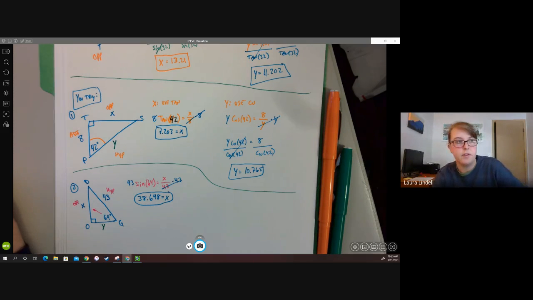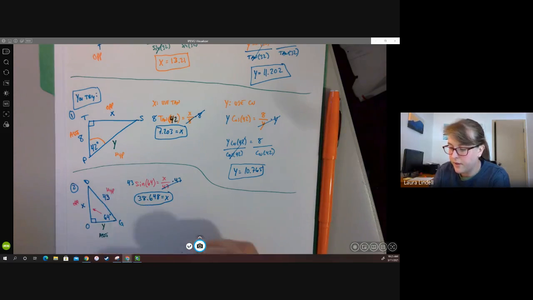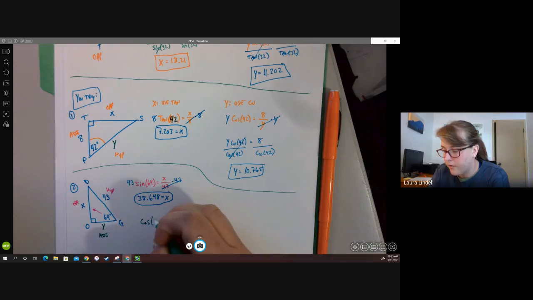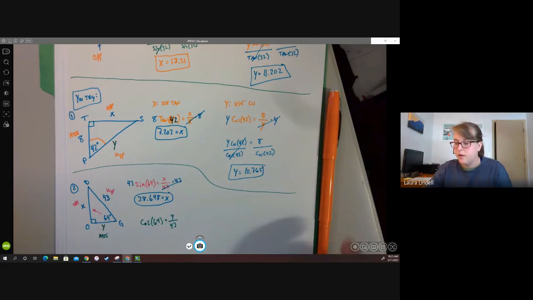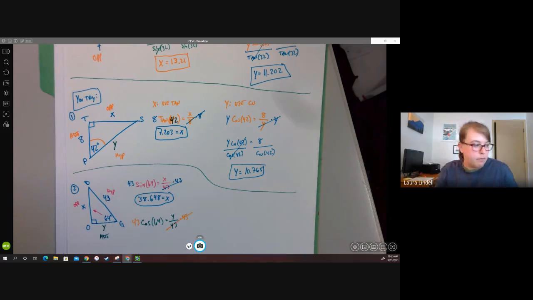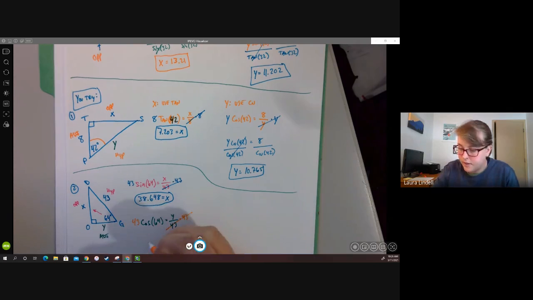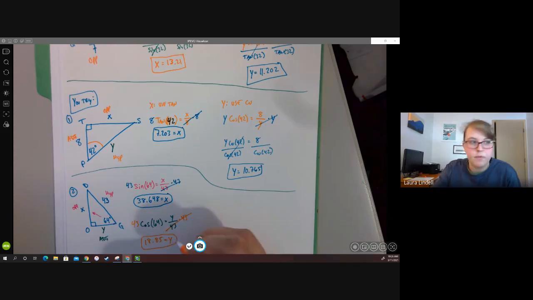All right, so for this one, setting up for y, we know that y is the adjacent. So this time we're going to do cosine of 64 equals y over 43. Then multiplying by 43 on both sides, we can then type 43 cosine of 64 into the calculator. And we should get 18.85. So if that's what you got, awesome.